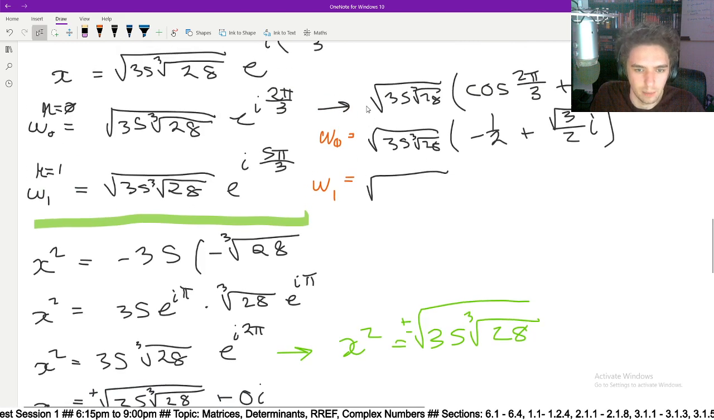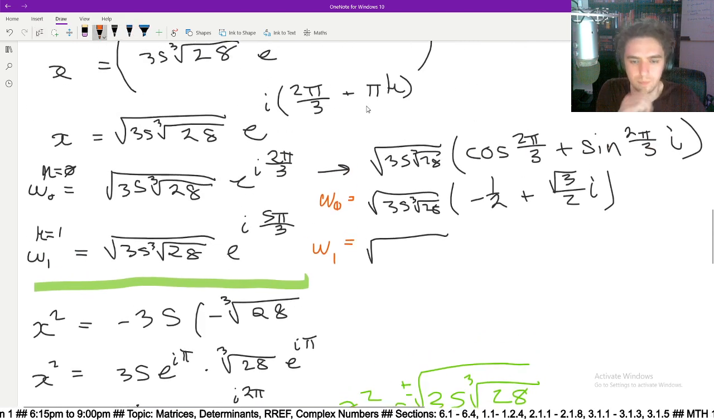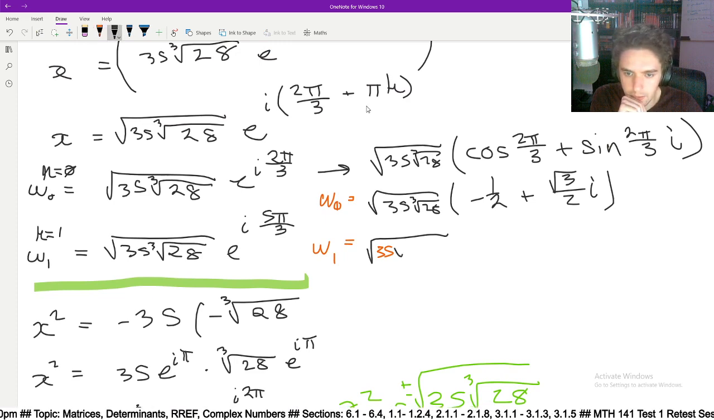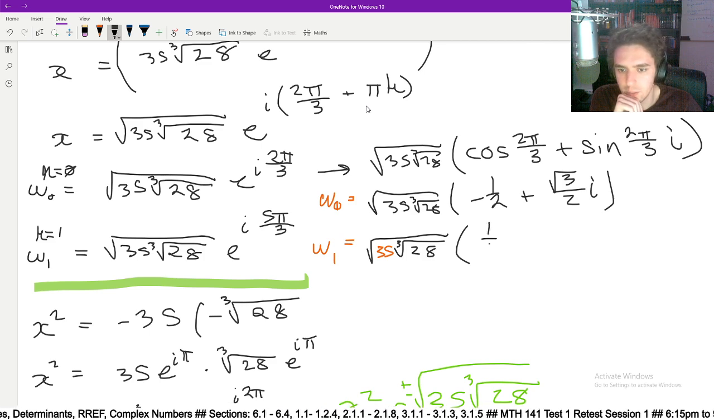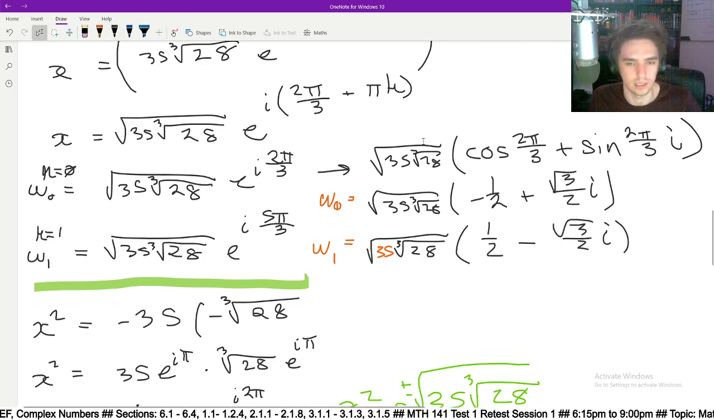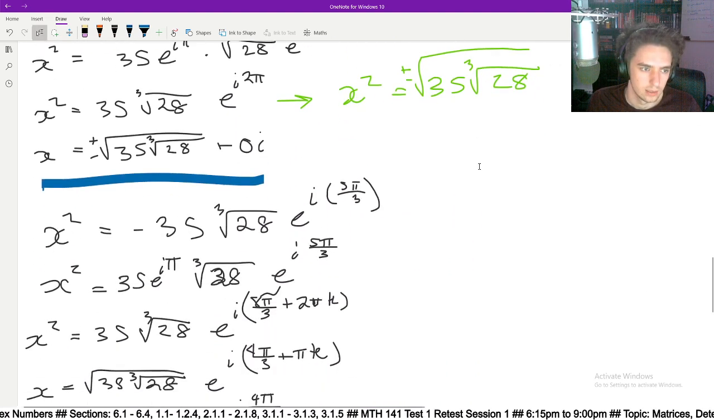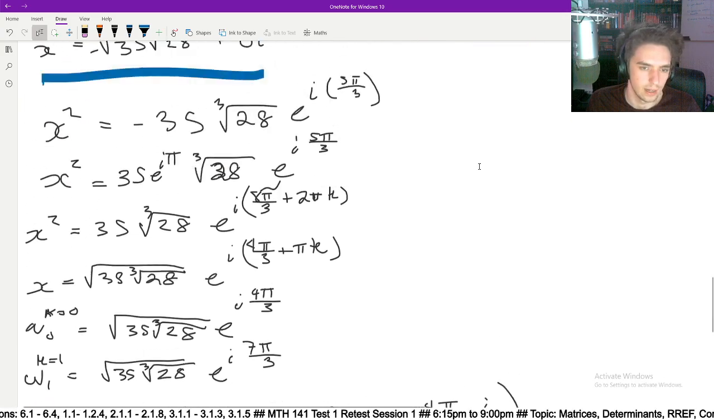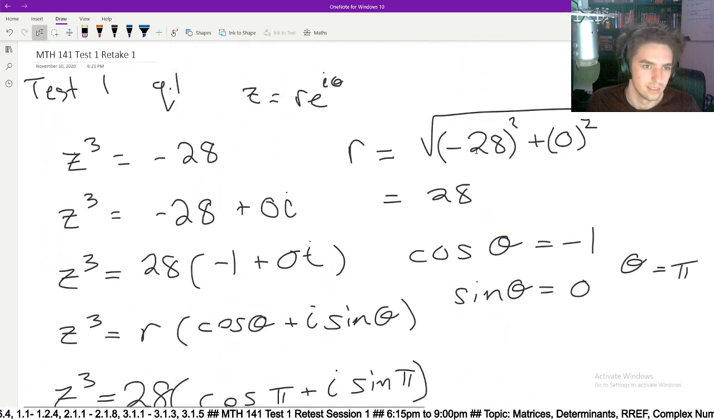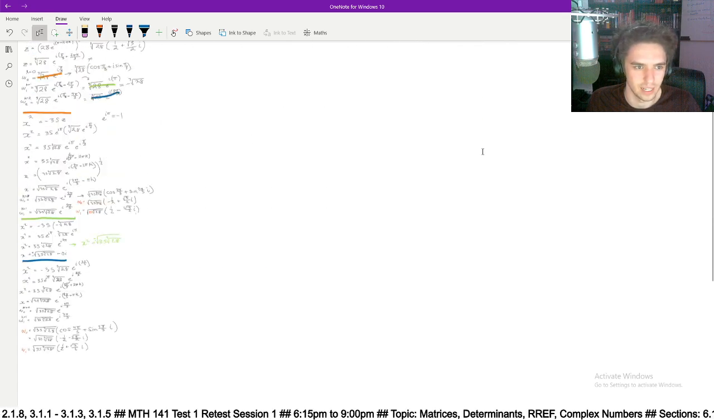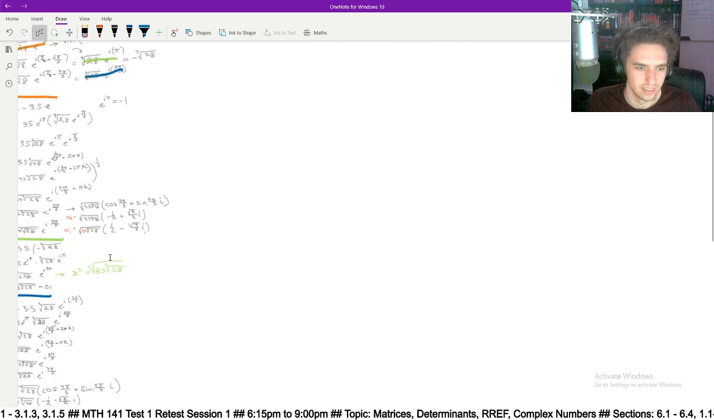Okay. So then up here, this other one is going to be 35, doesn't have to be purple, I mean orange, cube root 28. And then this is going to be the negative of this. So 1/2 minus root 3 over 2 i. And there you go. There's your 6 solutions. Okay. So yeah, there's that question. Long question. You can see if I zoom out a better idea of how much writing it is. It's pretty much the whole thing.